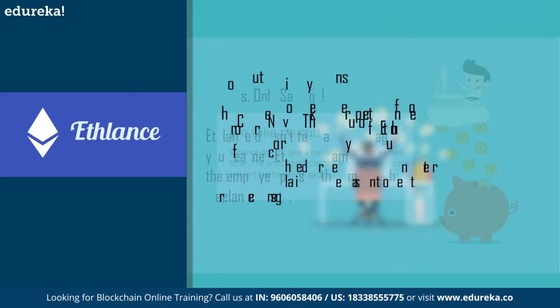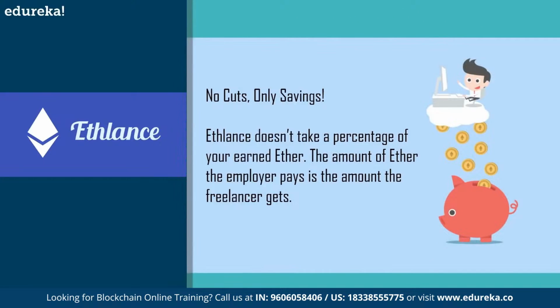So basically, EGG is a first of its kind job market platform for connecting freelancers and developers with employers. Its database runs completely on the Ethereum public blockchain, and front-end source files are distributed on IPFS, or the Interplanetary File System, meaning EGG is fully decentralized. So basically, there's no cuts and only savings. EGG doesn't take a percentage of what you earned from the connections that you made on EGG. And the amount of ether that the employer pays is the amount the freelancer gets. So that's a very, very big thing for freelancers.